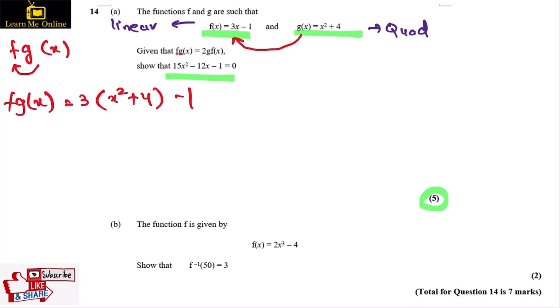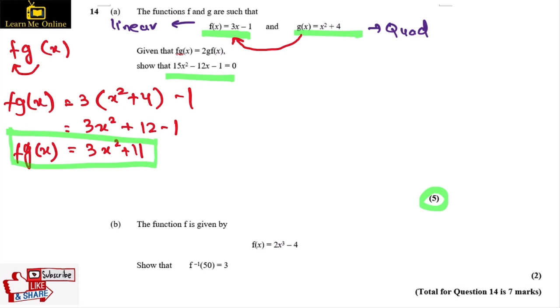The next thing that we are going to do is to expand them out. So it would be 3x squared plus 3 times 4 is 12 and then minus 1. So 3x squared plus 11. This is what we are having as fg of x. I'm going to write it down. This is fg of x, and this is the first thing.